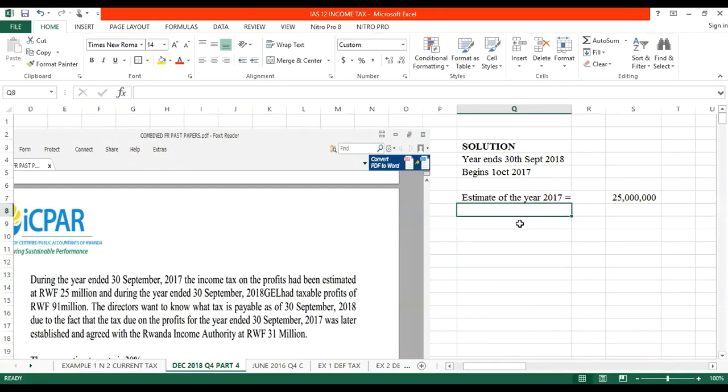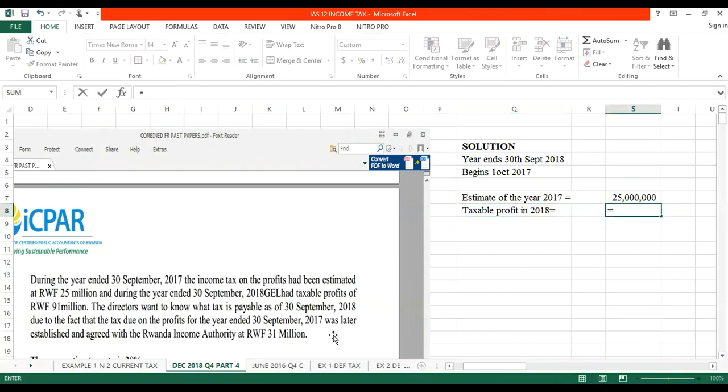Here is where many people could have gone wrong. Now next, 25, and during the year 30th September 2018, GEL had a taxable profit. This is not tax, this is profit to be taxed. Please understand me, the taxable profit in the year 2018 is equal to how much? 91 million.